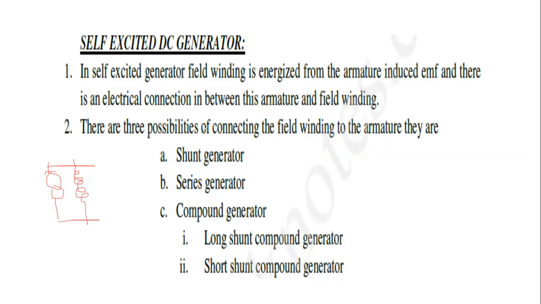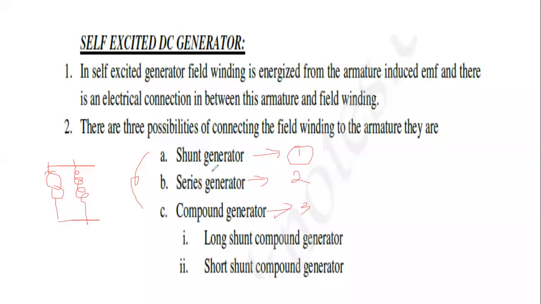There are three possibilities of connecting the field windings. According to the connection of the field winding, the self-excited DC generators are classified into three types. First one is the shunt generator. Next one is the series generator. Third one is the compound generator.